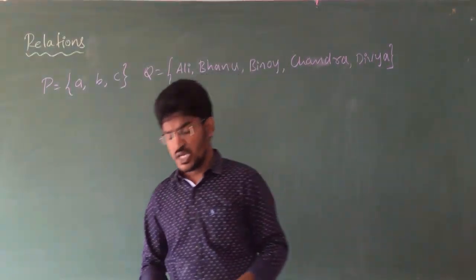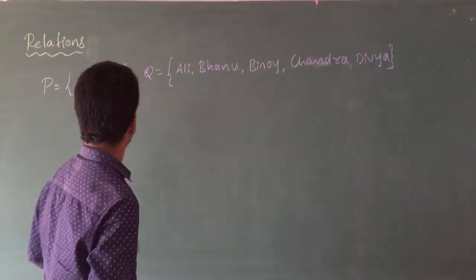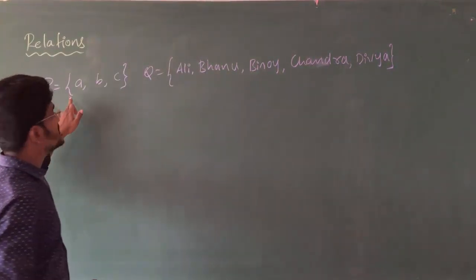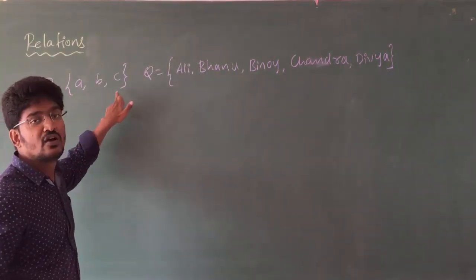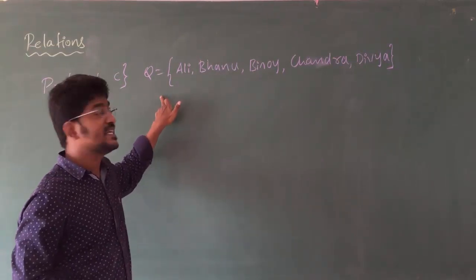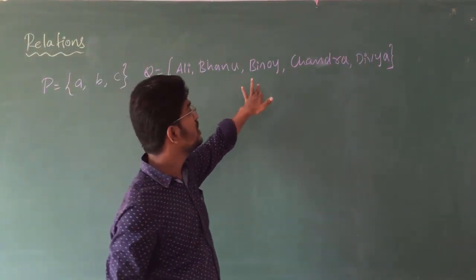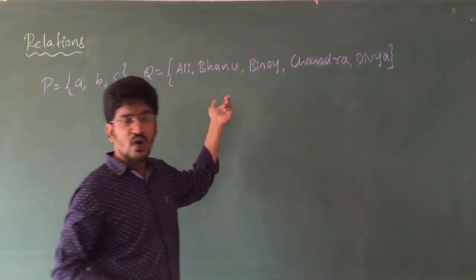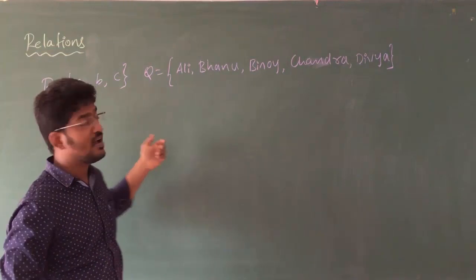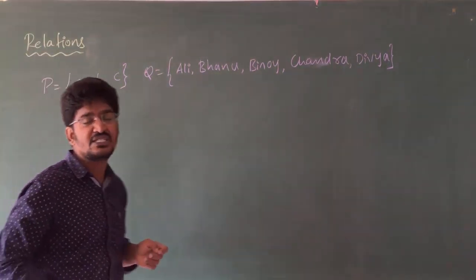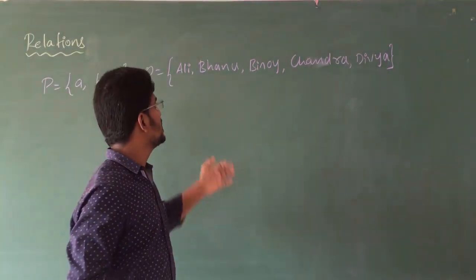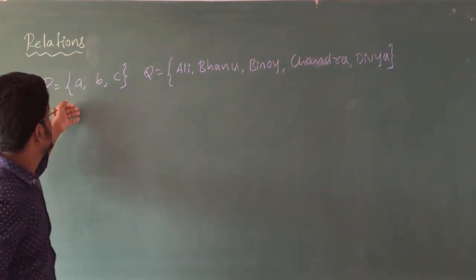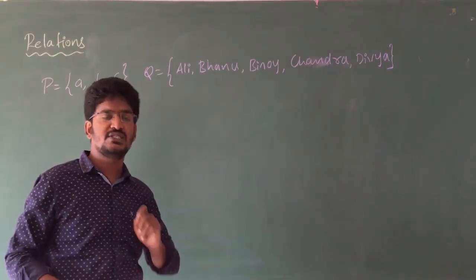Clear? So here according to your NCERT textbook, they have taken P and Q as two sets, where P is the set A, B, C. Q is the set Ali, Bhanu, Binoy, Chandra and Divya. These are the 5 students' names, and these are the 3 elements A, B, C. Or you can take these as the 5 names of persons, and these are the 3 elements A, B and C.